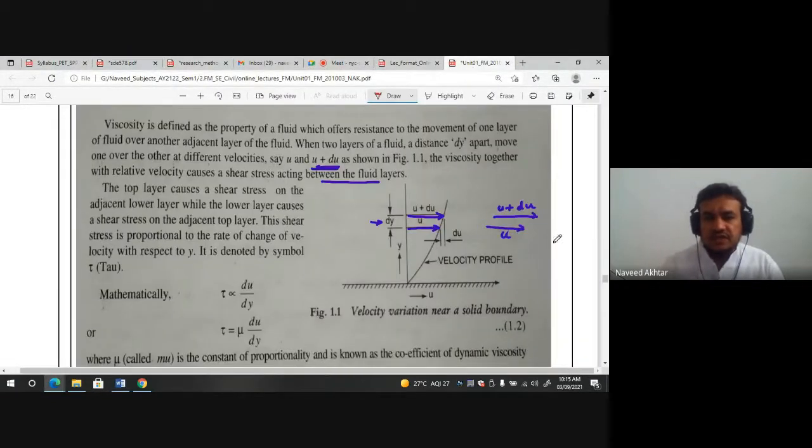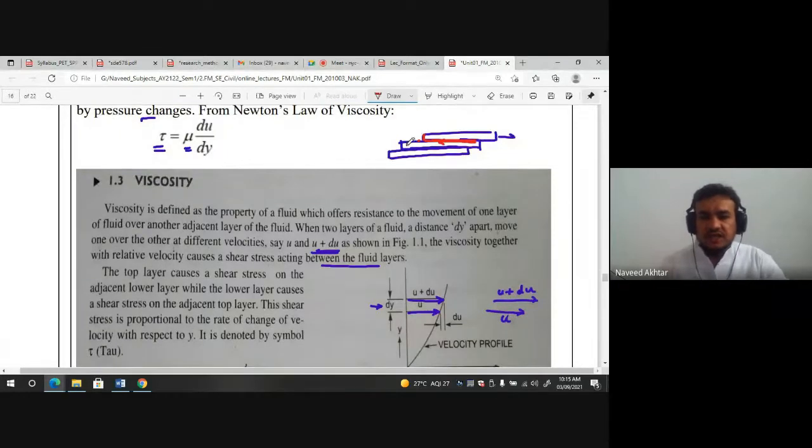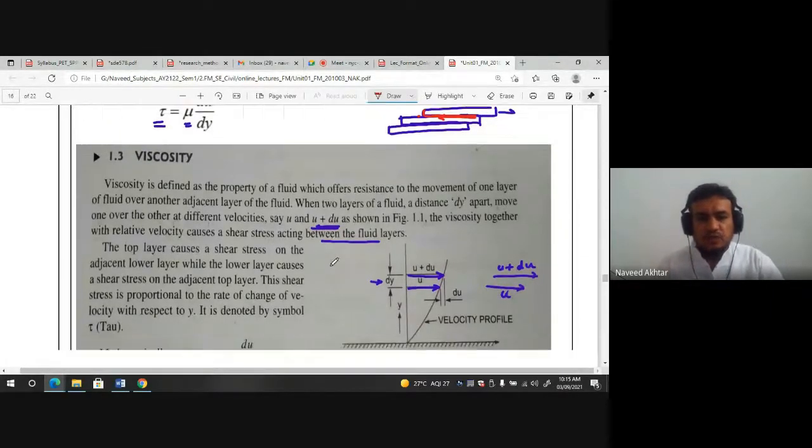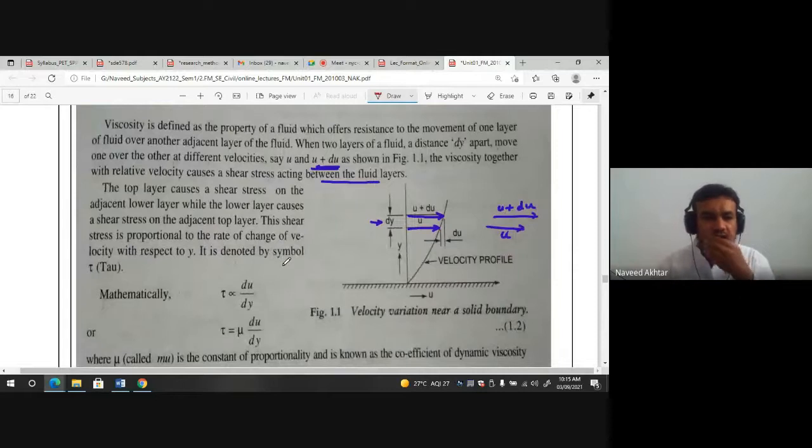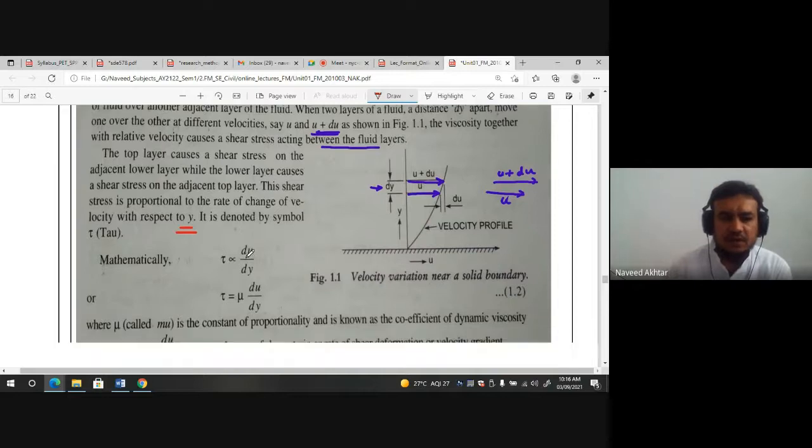So here you have seen the movement of one layer over another, and in between there is a shear stress. The movement of the upper layer causes a shear stress on the lower layer, while the lower layer causes a shear stress on the adjacent top layer. This shear stress is proportional to the rate of change of velocity with respect to y, where y is the height. It is denoted by the symbol tau.